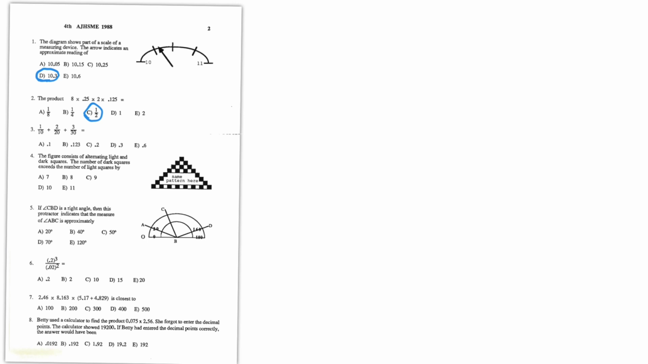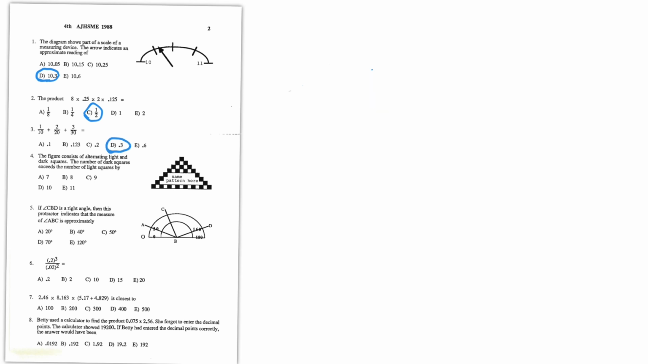Number 3, 1/10 plus 2/20 plus 3/30. So 1/10 plus 2/20 plus 3/30. 2/20, cancel 2, that's 1/10. 3/30, cancel 3, still 1/10. Total is 3/10. 3/10 is 0.3. That's the answer D.